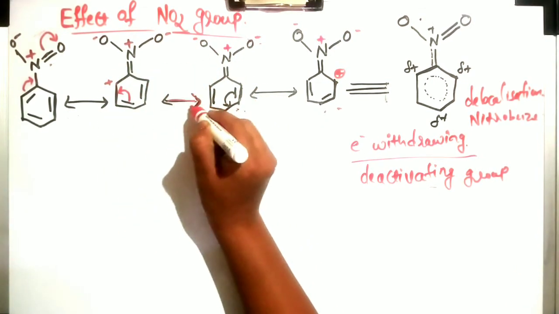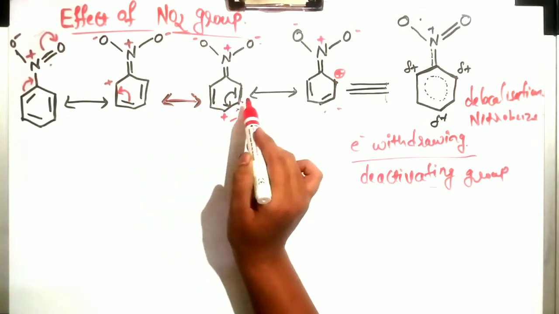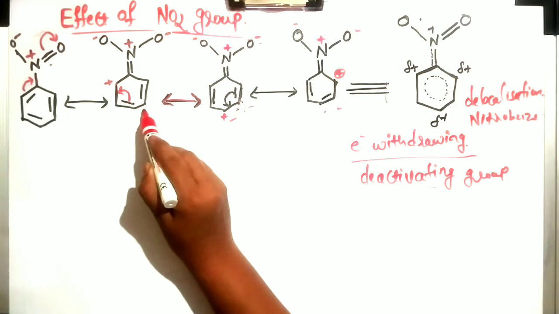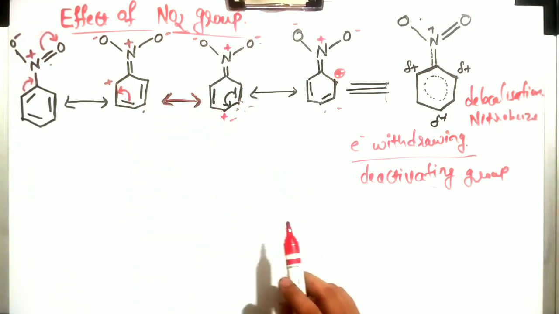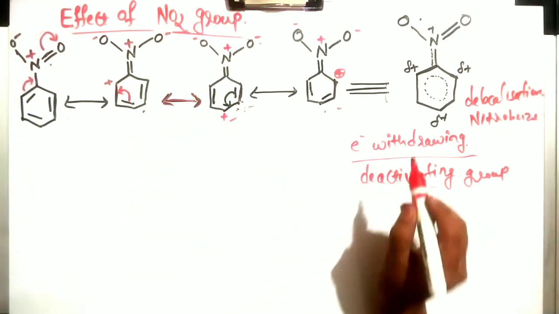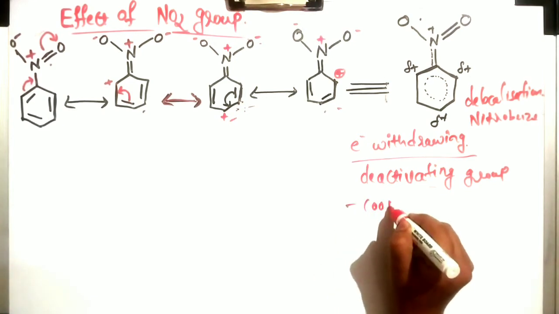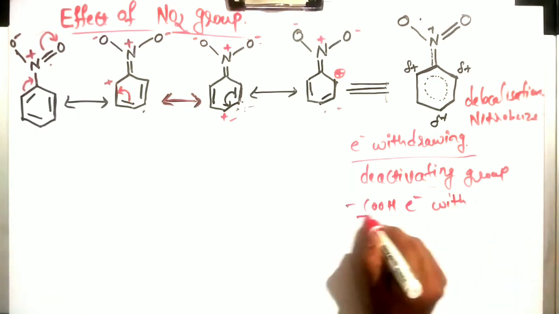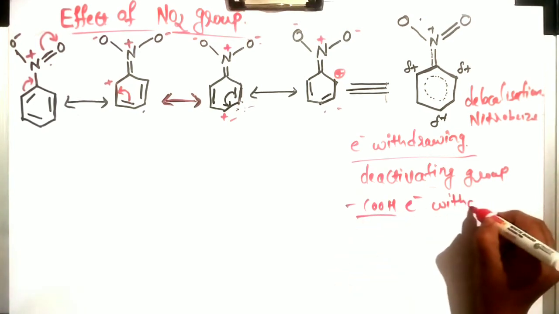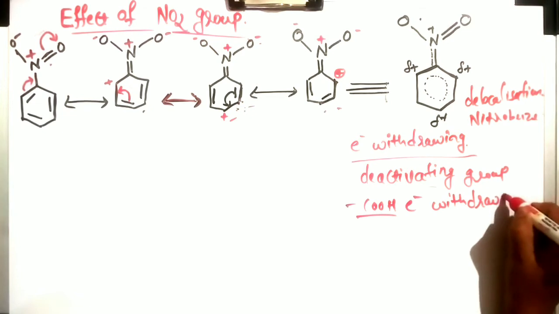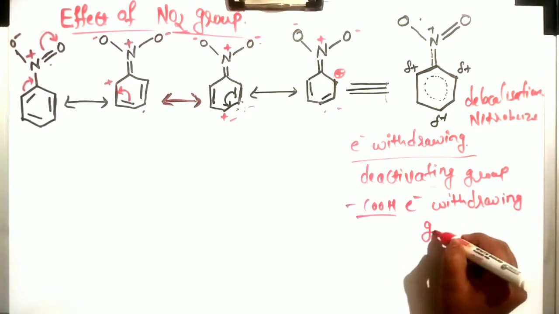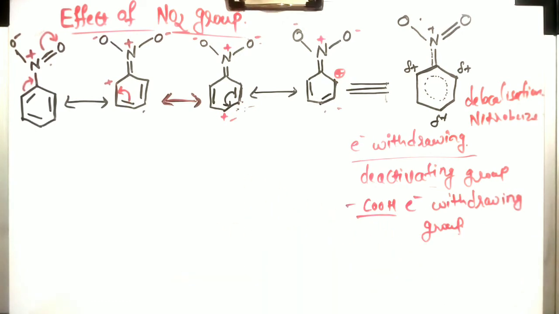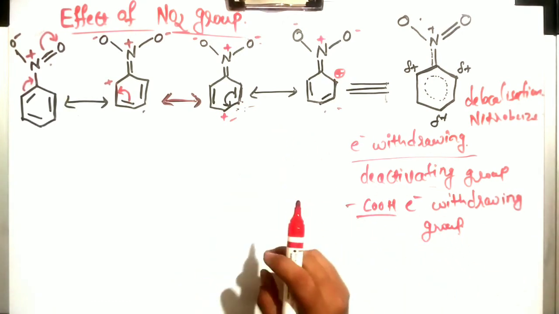What does this double arrow indicate? The same structure can return to this form, or this can return to this form. This is the meaning of the double arrow. So this is the electron withdrawing. The COOH group is also electron withdrawing. What is COOH? This is carboxylic. It is also an electron withdrawing group. So you do this work. Write the resonance structure for COOH with the benzene ring.